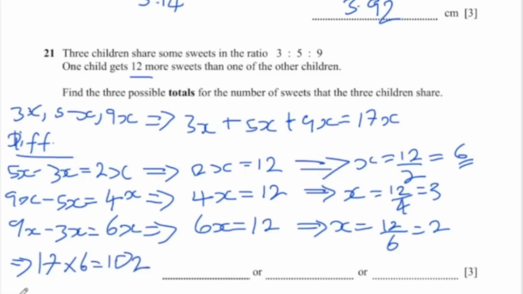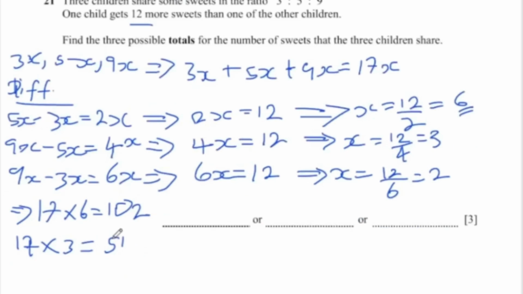Okay, then the next instance, we have 17 times 3. This is 51. Then the last instance, we have 17 times 2, which gives us 34. So the required totals should be 34, 51, or 102. Okay, so this satisfies the requirement of this question.